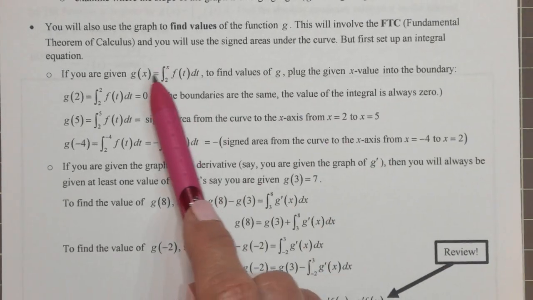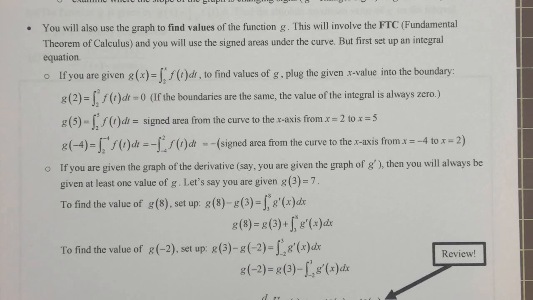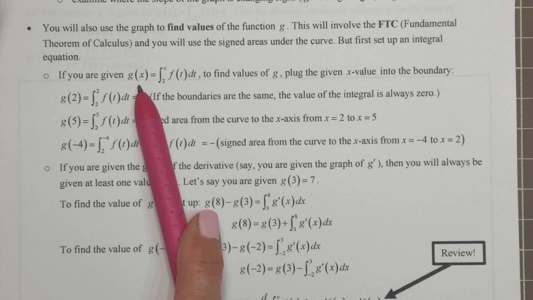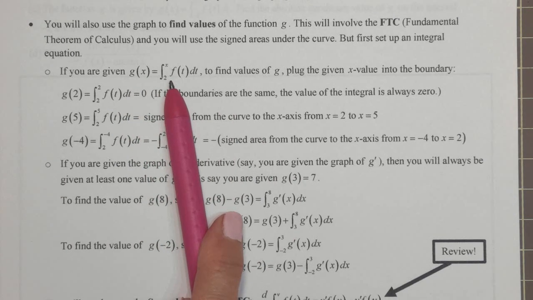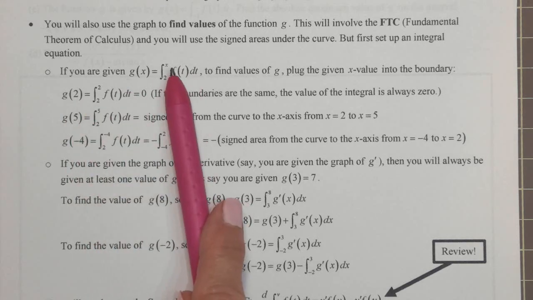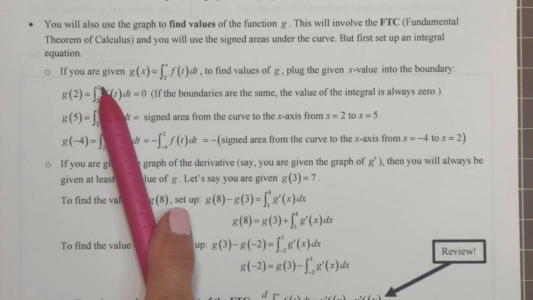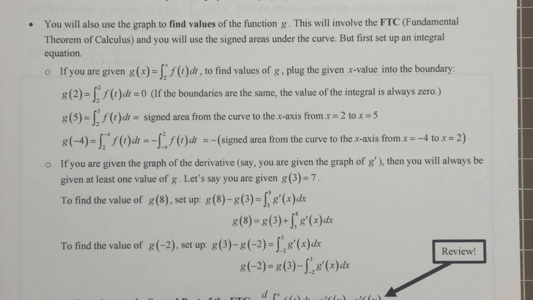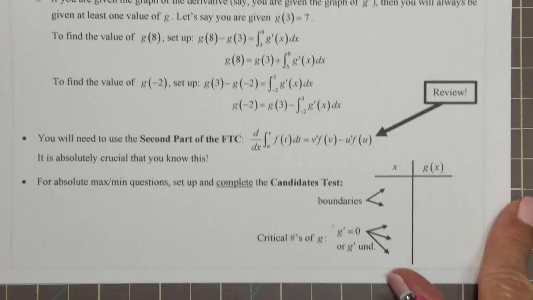I'm making it sound more complicated than it is. Once we get to some examples, you'll see. If you're given that g is this integral, then all you do is plug in to find, like, g of 2. You plug in 2 for x, and then work it out. You're using the signed area under the curve.